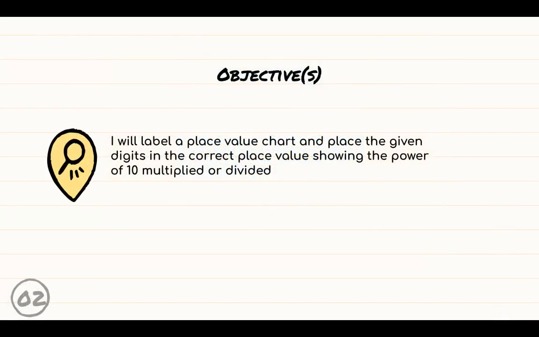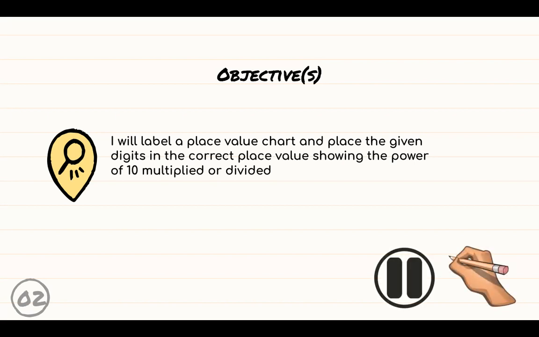Objectives. I will label a place value chart and place the given digits in the correct place value, showing the power of 10 multiplied or divided. Pause and write this down.